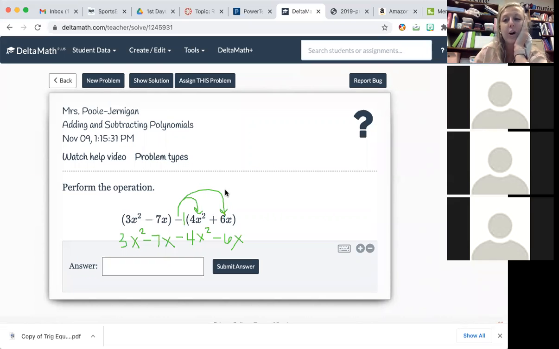All right, so are there any questions about this one? If you combine like terms, if you do 3x squared minus 4x squared, we should get -1x squared, right? Yes. And then if you do -7x and -6x, put those together, that should be -13x. Mm-hmm. Okay, do y'all need to see any other subtraction ones?